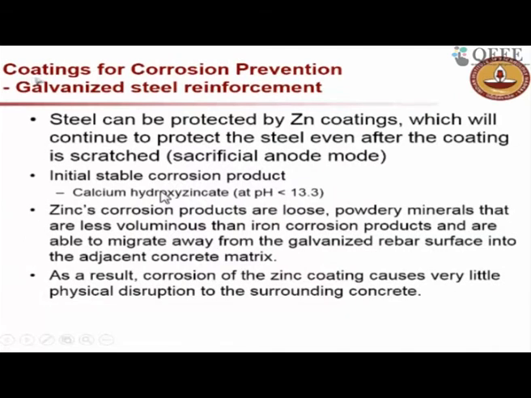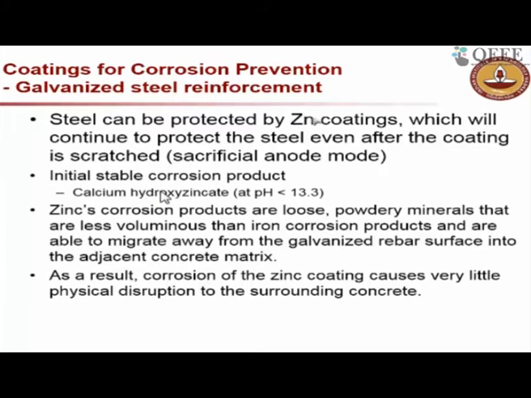Now another type of steel is galvanized steel rebar. Steel can be protected by zinc coating. You provide a very thin coating of zinc on this rebar, and it is not like you are actually painting. To be precise, we call it hot dipped galvanized rebar. In other words, there will be a hot zinc bath into which you dip the steel rebar and then take it out. So there is a proper fusion bonding between the zinc and the steel, and the steel surface should be very clean.